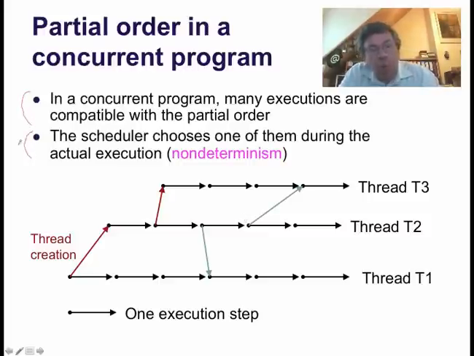The scheduler will pick one of them. How does it pick? Well, it has its rules. It's defined in a certain way, but it's not the programmer, it's the scheduler that picks one of them, and this choice is the origin of non-determinism.